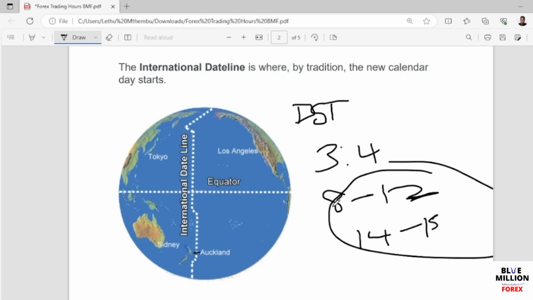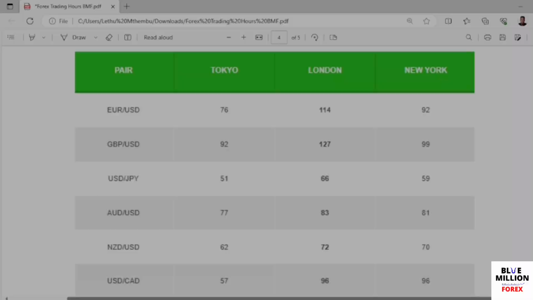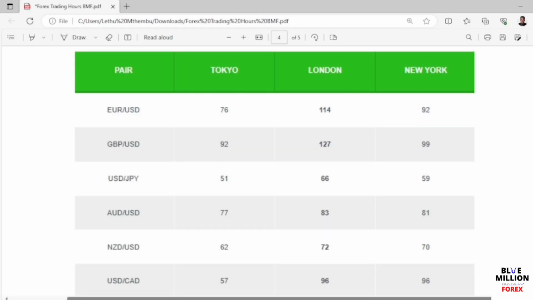So we're going to take a look at the average pip movement, or the APM, of major currency pairs during each forex trading session. Now, what you can see on the screen is the average pip movement. This shows how many pips the currency pair EUR/USD moved during the Tokyo, London, and New York sessions. So you can see that it moved more during the London session.